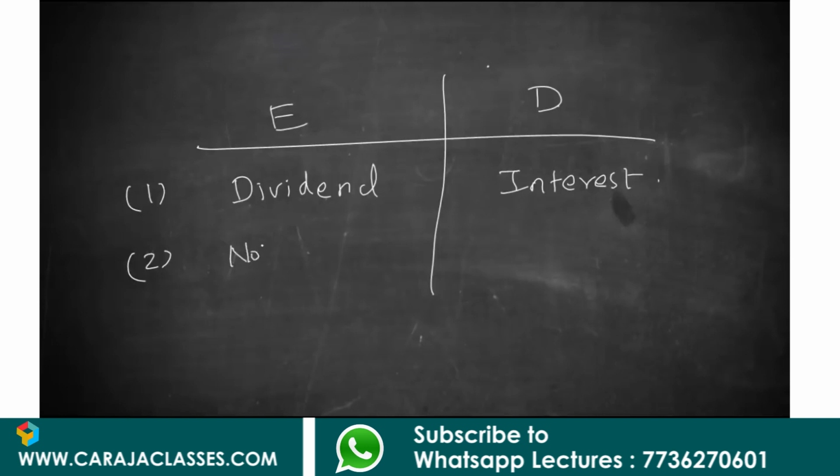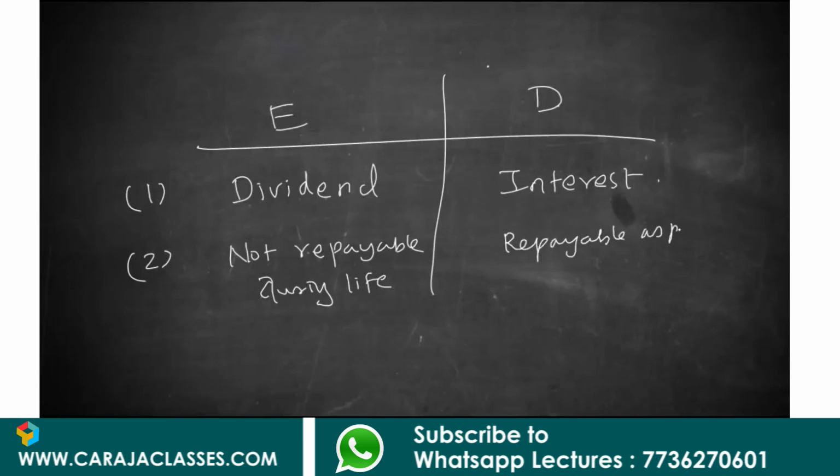Number 2, equity is not repayable during life. So I'll write it is not repayable during the life of the company. Of course, there is an exception. It is not repayable during life, whereas debt is repayable as per terms and conditions. Here I said equity is not repayable during life. Of course, there is something called buyback wherein equity can be repaid, but that will happen only with cash rich companies.